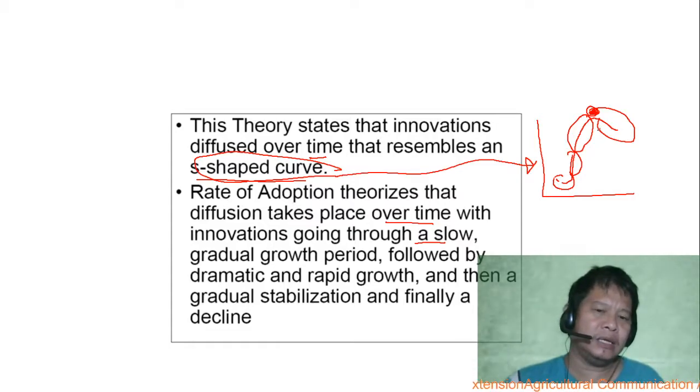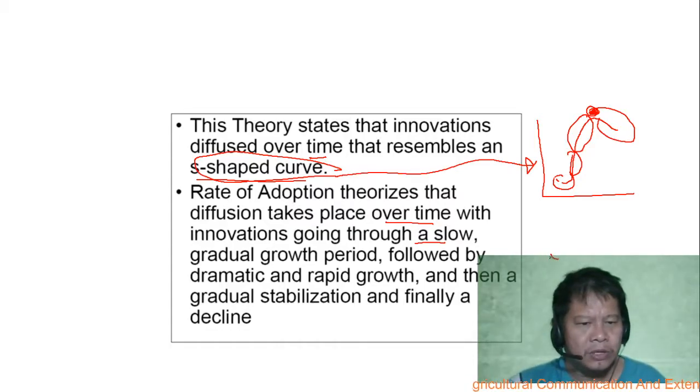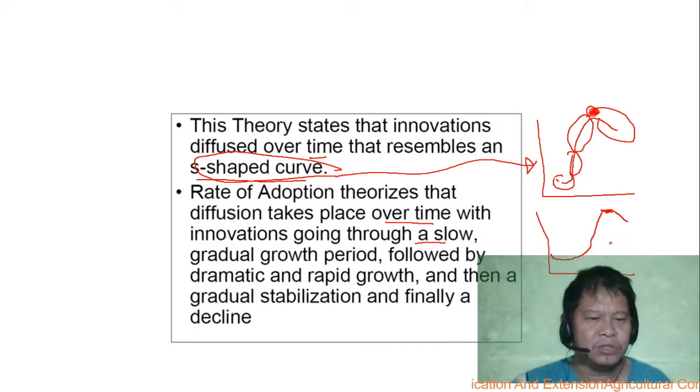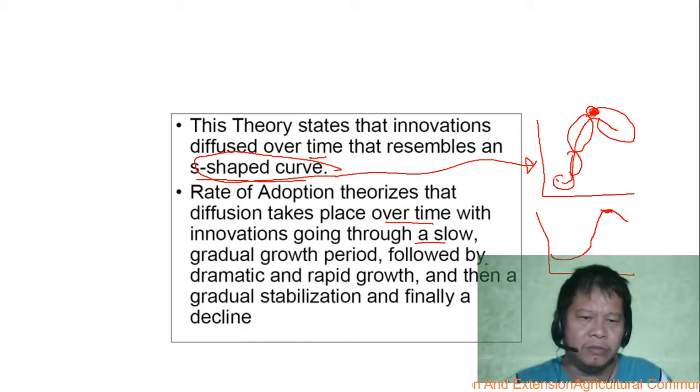So primero sa S-shape, there's a slow rate of adoption, then gradual growth of production followed by a dramatic rapid growth of production, and then stabilize sa ibabaw, stable, and then finally decline in the adoption process. Okay, that is the theory of the rate of adoption.